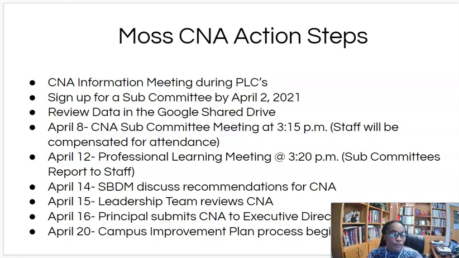All staff will be compensated for attendance on that day. If by chance you don't want to attend that meeting, that is fine. It is not mandatory. However, on the 12th, it is a mandatory meeting. From our subcommittees, we are going to report out some of our findings and continue that conversation. The 12th is not paid because that is our regularly scheduled approved meeting. SBDM on the 14th will discuss recommendations. The 15th, the leadership team will review. The 16th, I will submit it. And then on the 20th, we'll start the campus improvement process.